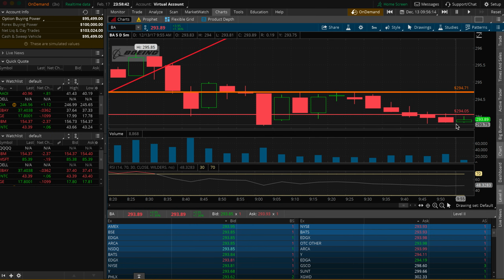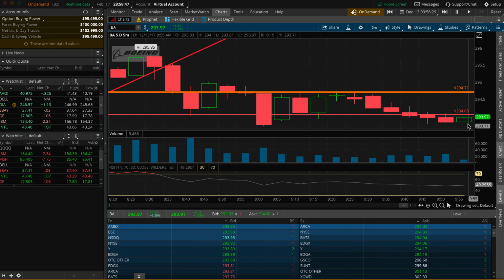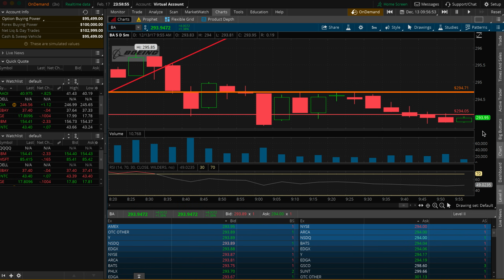So it hit that, came down. It's going to test it again, or it's going to fall. It's almost 10 o'clock, but as you can see, at 9 o'clock it started with no move. After 9 o'clock, look at the moves. It's very consolidated.